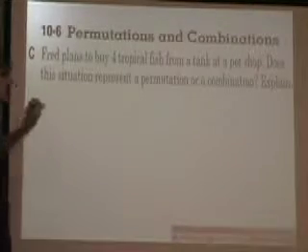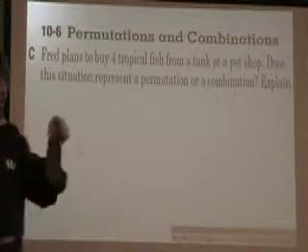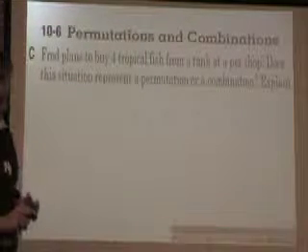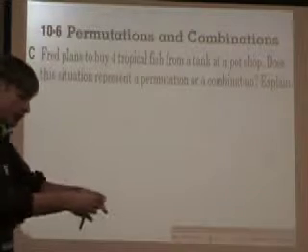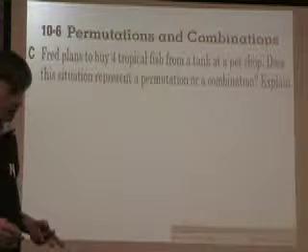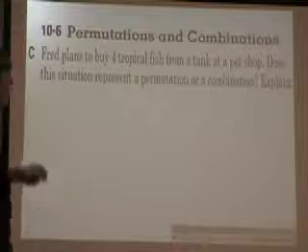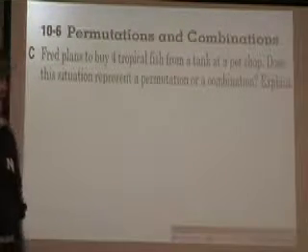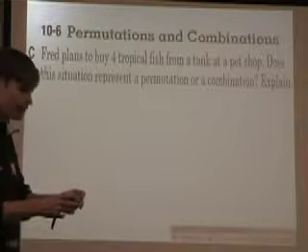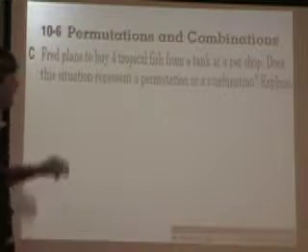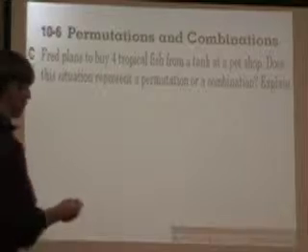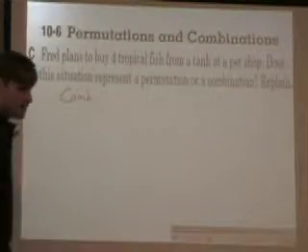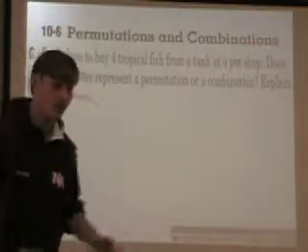So now this third example wants us to tell, is it a permutation or a combination? We talked about earlier, a permutation has to be in order. Combination, it doesn't matter what order it's in. Okay? So, it says Fred plans to buy 4 tropical fish from a pet shop. Does it matter what fish you buy, first or second or third? No. So this is a combination. We're going to write this as a combination. Okay? Because it doesn't matter what order he purchases the fish in.